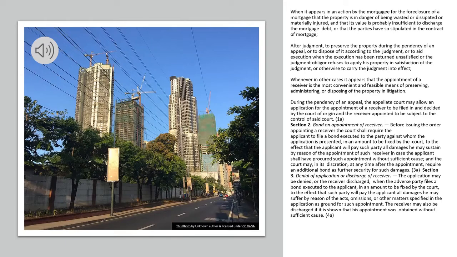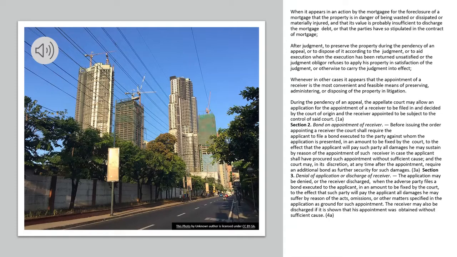C. After judgment, to preserve the property during the pendency of an appeal, or to dispose of it according to the judgment, or to aid execution when the execution has been returned unsatisfied, or the judgment obligor refuses to apply his property in satisfaction of the judgment, or otherwise to carry the judgment into effect. D. Whenever in other cases it appears that the appointment of a receiver is the most convenient and feasible means of preserving, administering, or disposing of the property in litigation. During the pendency of an appeal, the appellate court may allow an application for the appointment of a receiver to be filed in and decided by the court of origin, and the receiver appointed to be subject to the control of said court. 1a. Section 2.